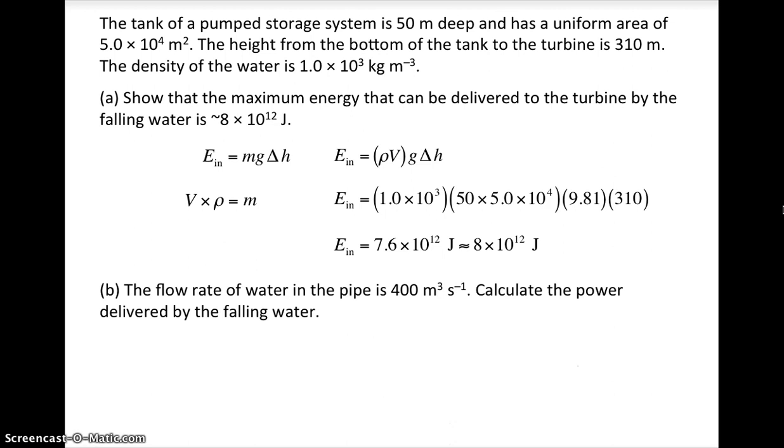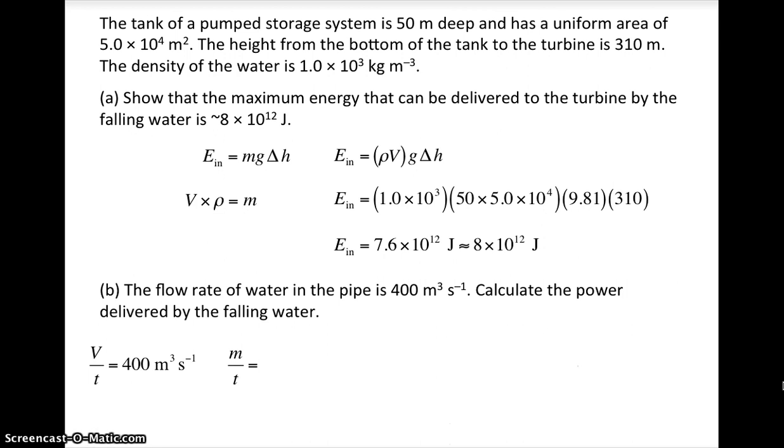Part B says the flow rate of water in the pipe is 400 meters cubed per second. Calculate the power delivered by the falling water. Now, meters cubed, right? That's a volume. That's a meter by a meter by a meter. So meters cubed per second means we've been given the volume per unit time. We've been given V over T. So we're going to use V over T to find the mass that flows per second.